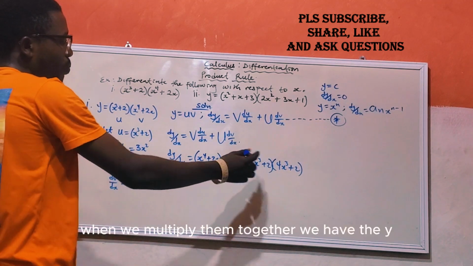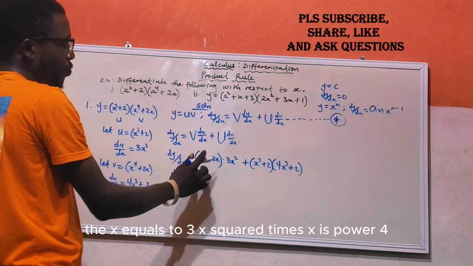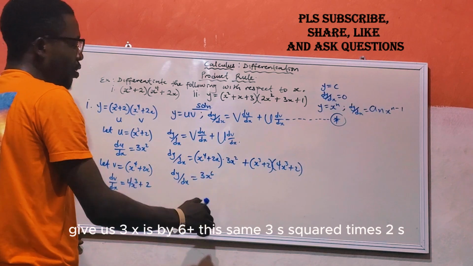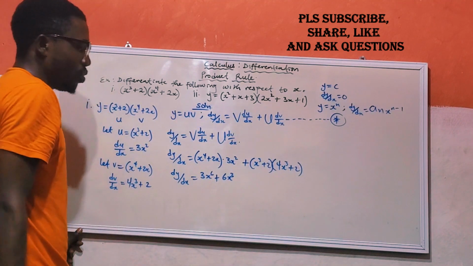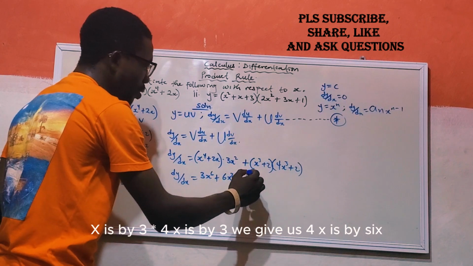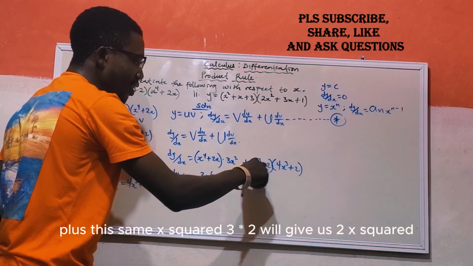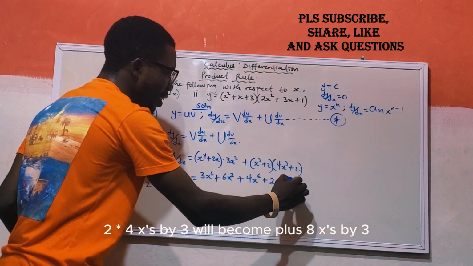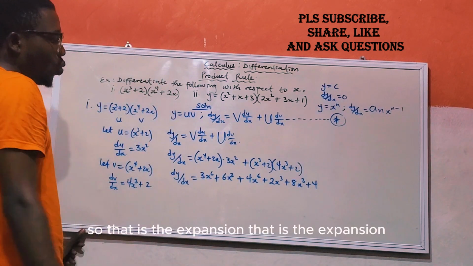When we multiply them together, dy/dx equals 3x squared times x to the power 4, which gives 3x to the power 6, plus 3x squared times 2x, which gives 6x cubed, plus x cubed times 4x cubed, which gives 4x to the power 6, plus x cubed times 2, which gives 2x cubed, plus 2 times 4x cubed, which gives 8x cubed, then 2 times 2 gives plus 4. So that is the expansion.